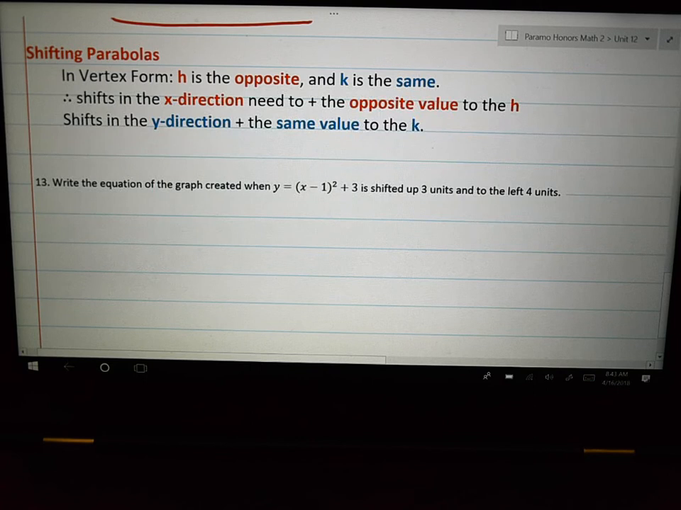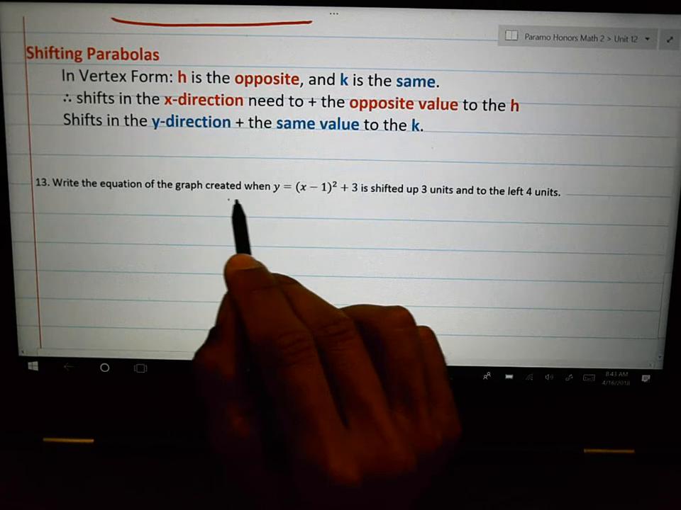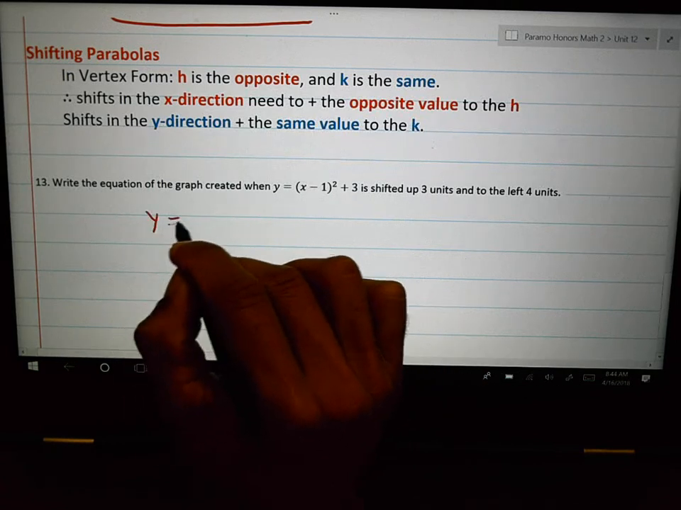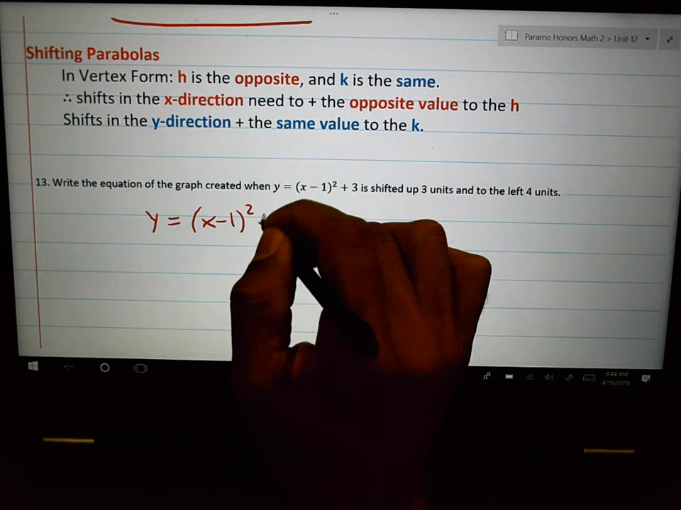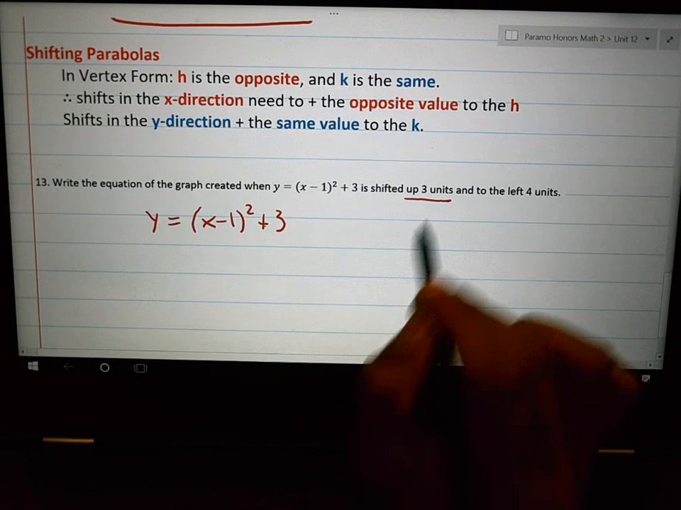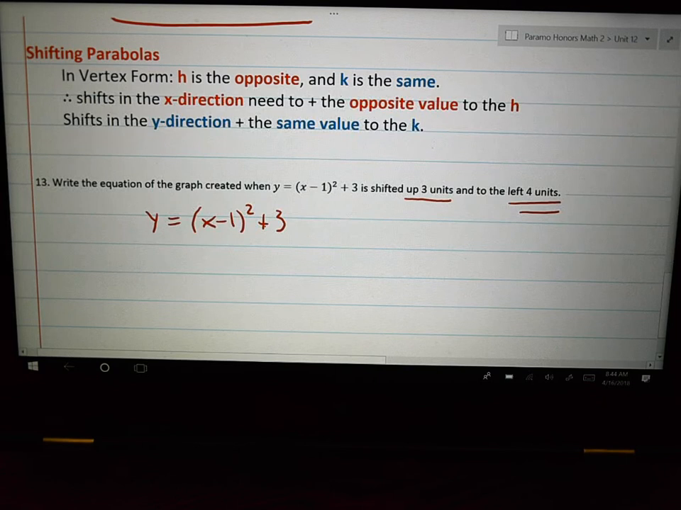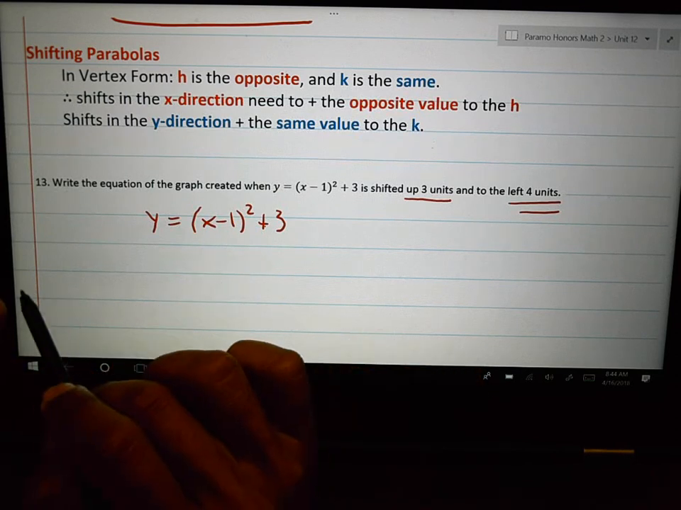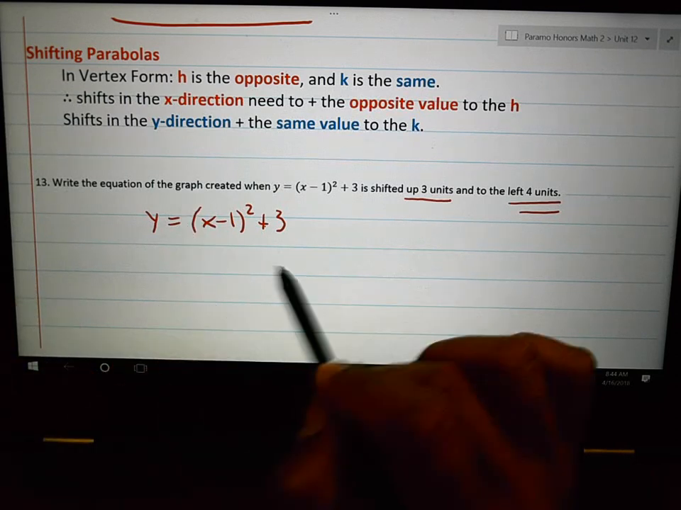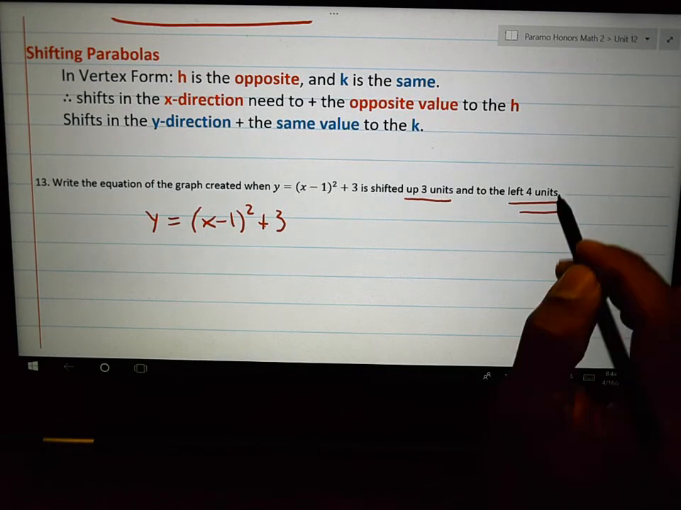I'm going to give you an example. Number 13 says, write the equation of the graph created when y equals (x minus 1) squared plus 3 is shifted up 3 units and to the left 4 units. The long way is for you to find the vertex and then shift the vertex and then go and plug it back in. The shortest way possible to do this is to do what I'm going to do here.